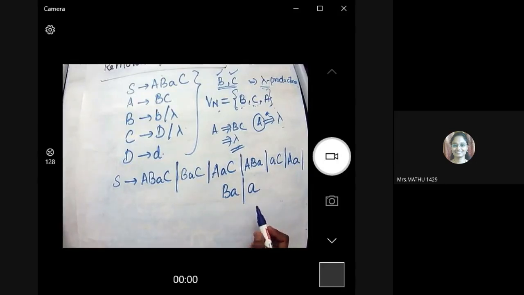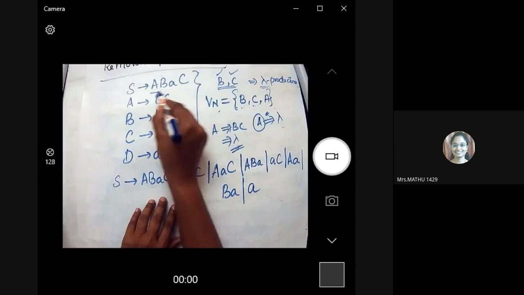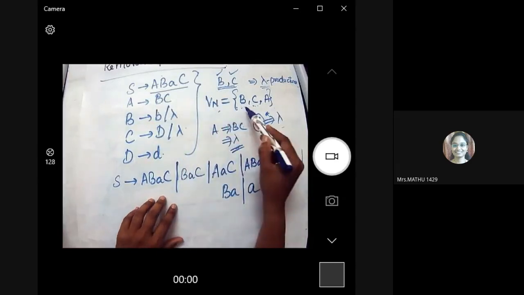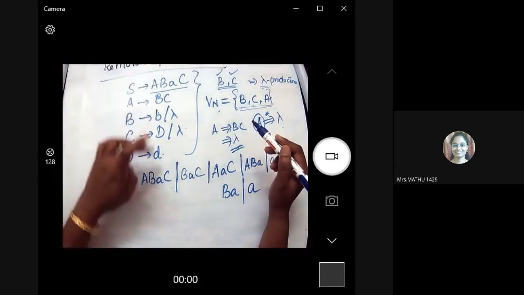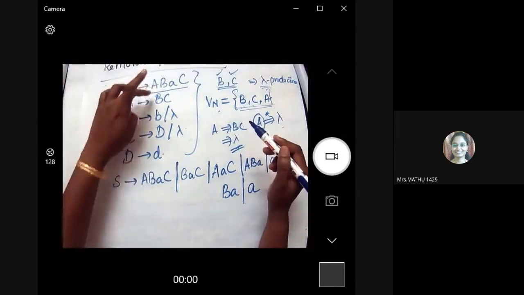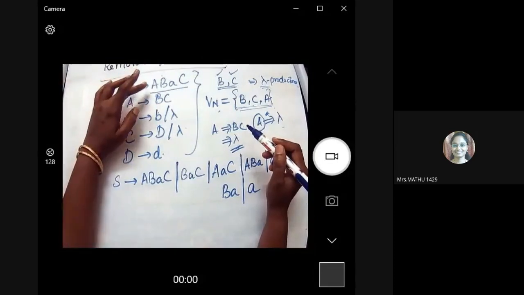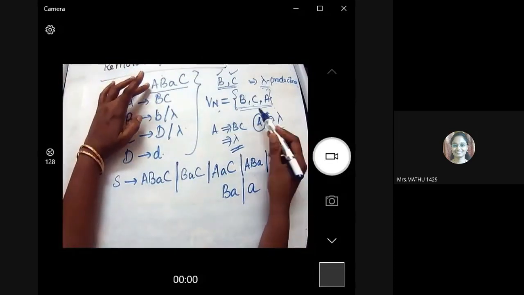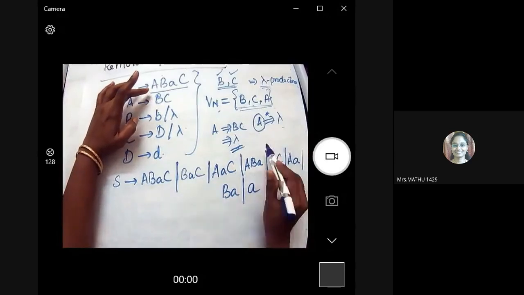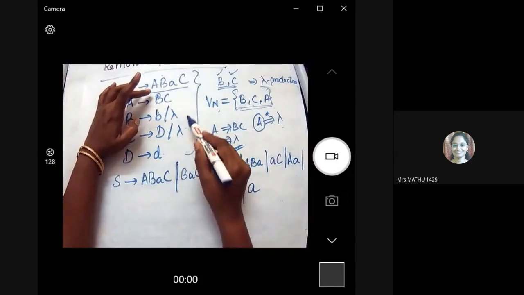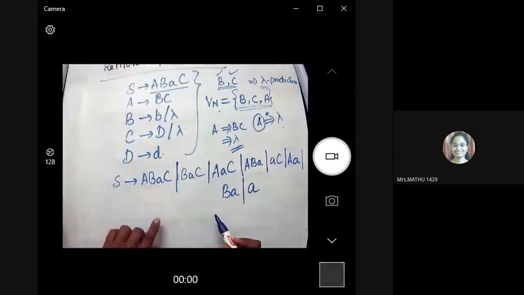So this is the production we have, ABAC. We have found the nullable variables as A, B, and C. In all the productions, we are going to apply lambda to these nullable variables one by one and generate new productions. As we generate new productions, only then will we be able to remove lambda from the grammar.